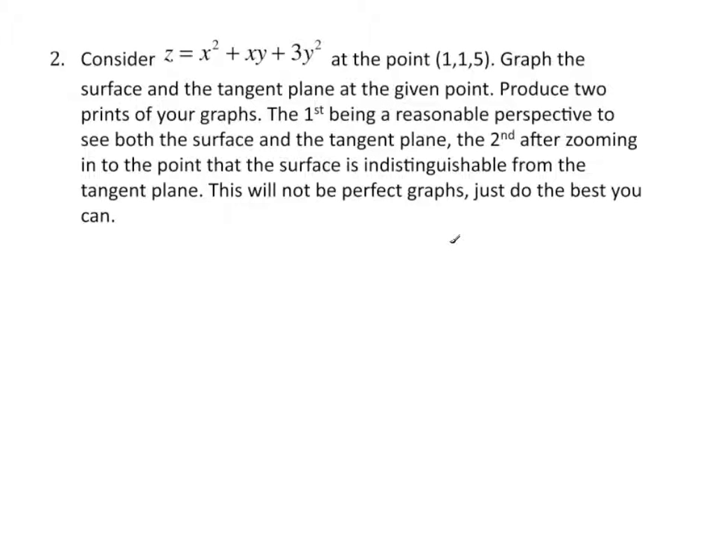So consider the surface z equals x squared plus xy plus 3y squared at the point (1, 1, 5). I want to graph the surface and the tangent plane at the point given, which is this point right there. I'll produce two different prints of the graphs. The first being a reasonable perspective to see both the surface and the tangent plane.